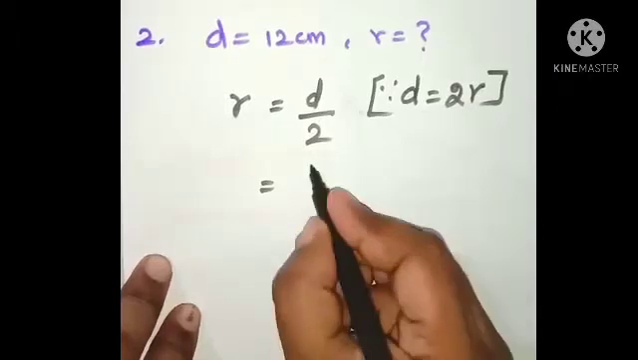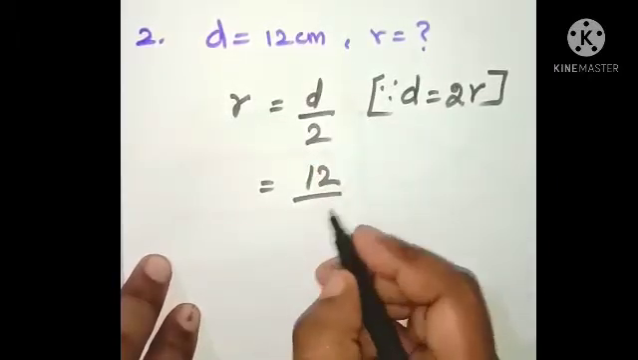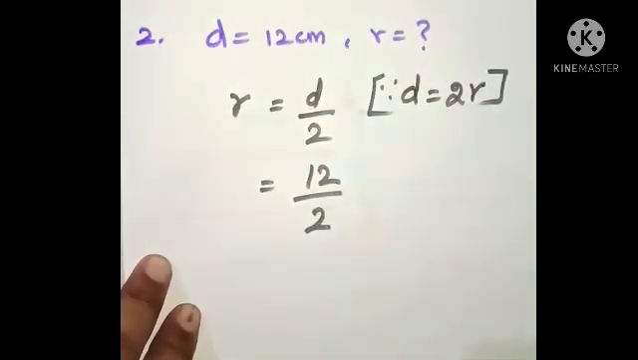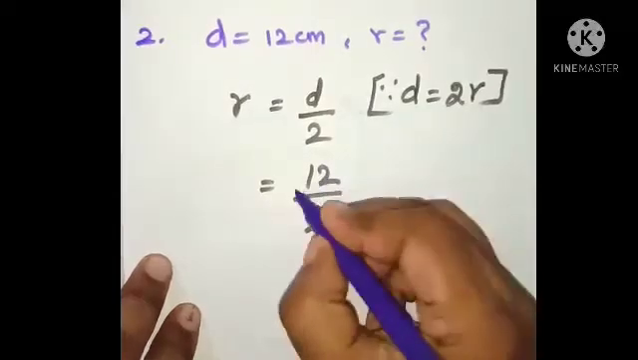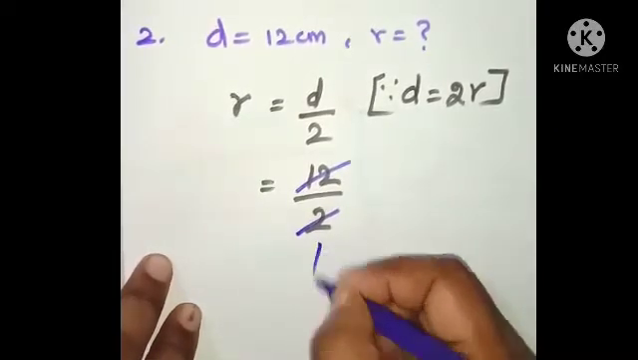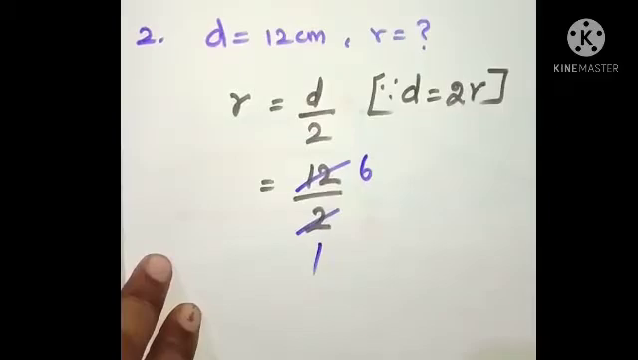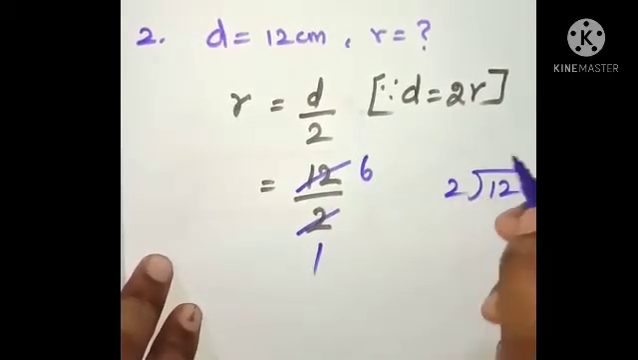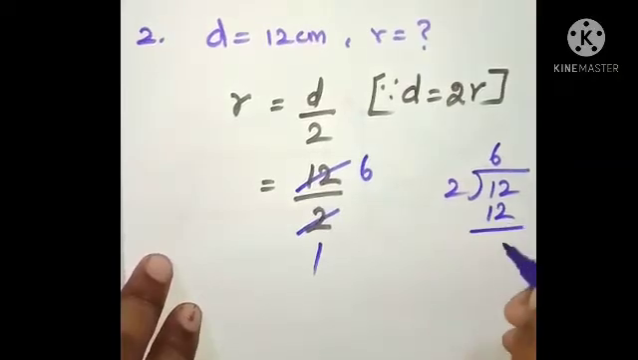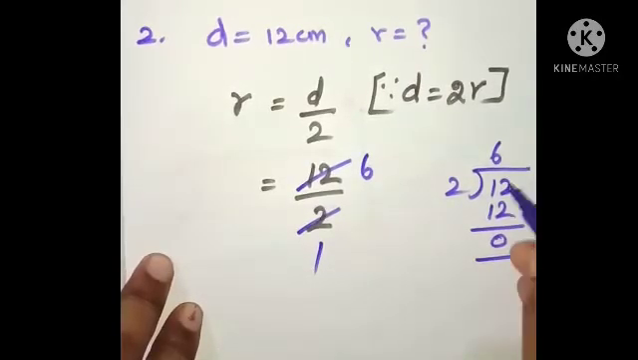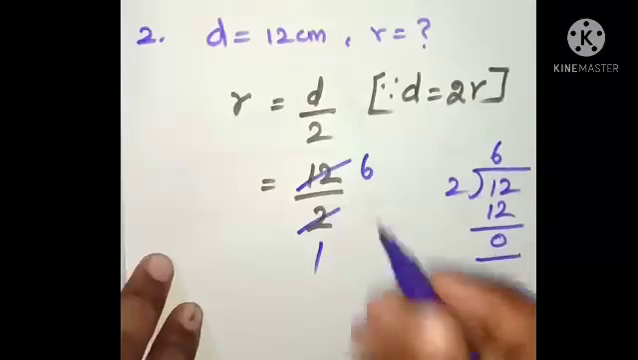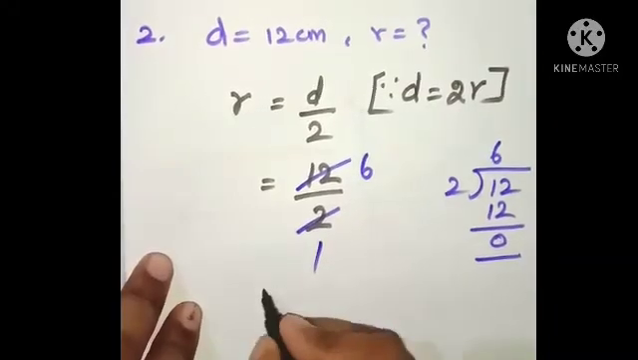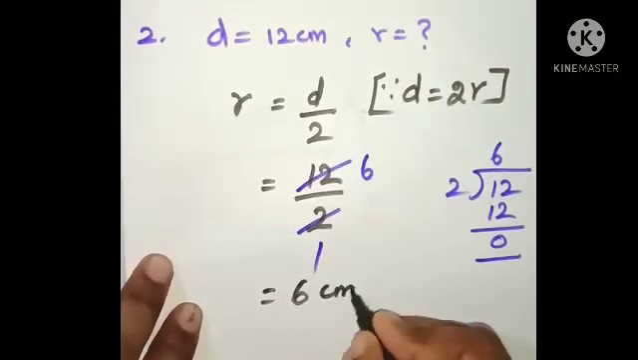What is diameter? It is 12. Substitute here, 12 by 6. Now cancelling 12 and 2 by using 2 table. Here it is 6 times. So that is, we can divide. 6 2s are 12. Remainder 0 and quotient is 6. So our radius value is 6 centimeter.